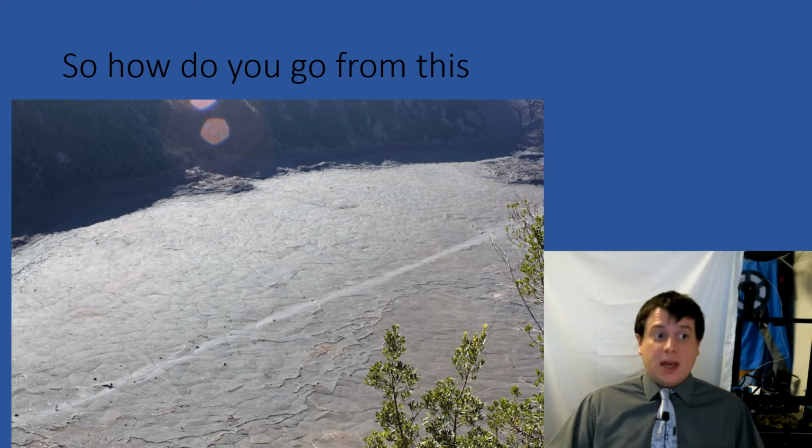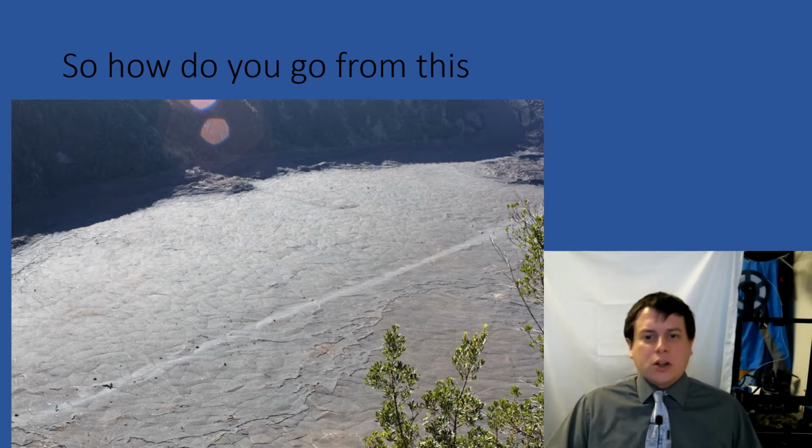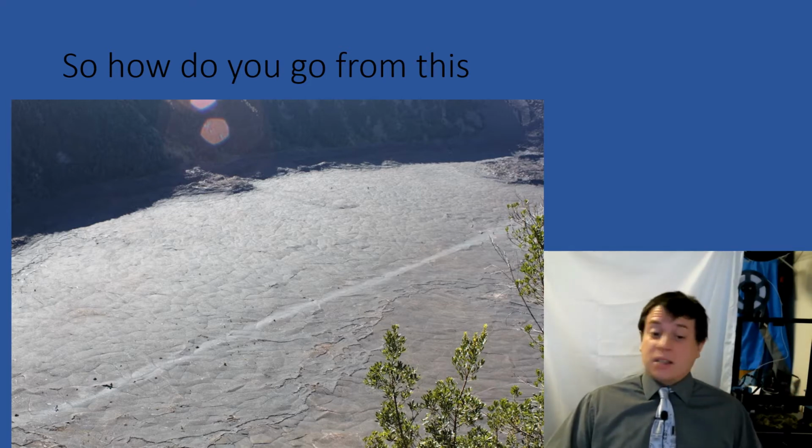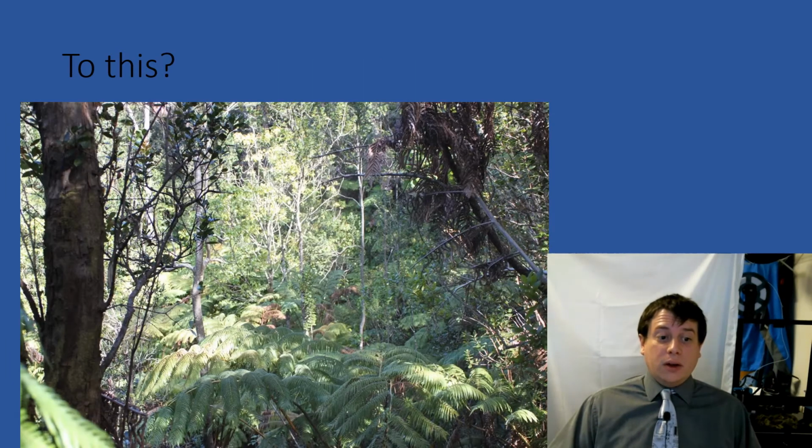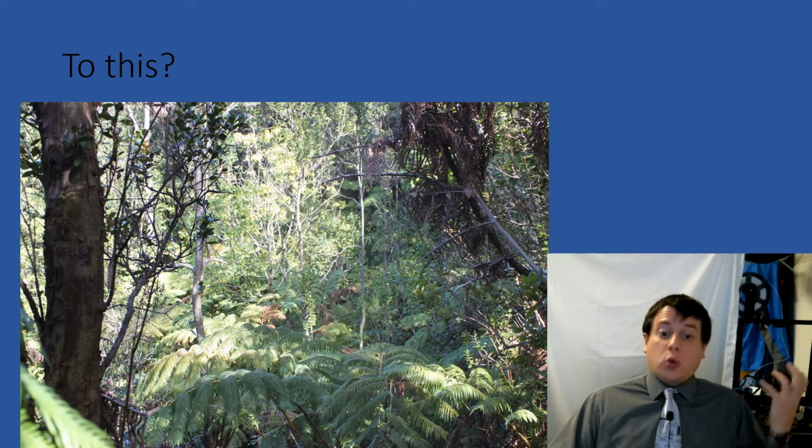This is a pretty big, just empty area. It looks like the surface of the moon. But literally, less than 100 yards away, where there hasn't been a lava flow for probably 1,000 years, it looks like this. You have this lush forest. And this is literally a tropical rainforest.